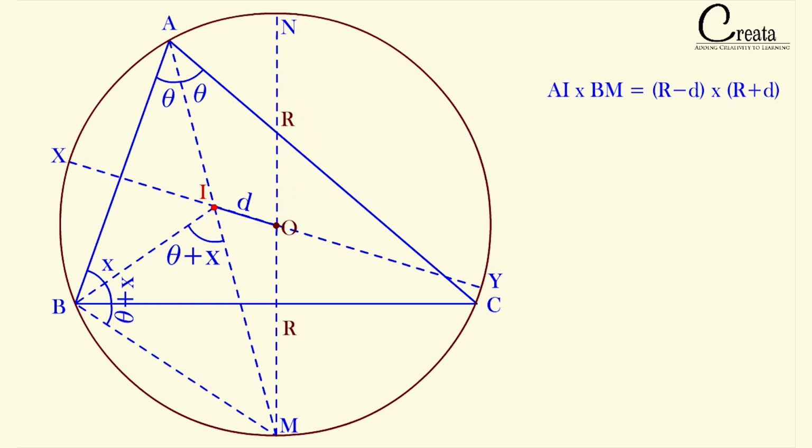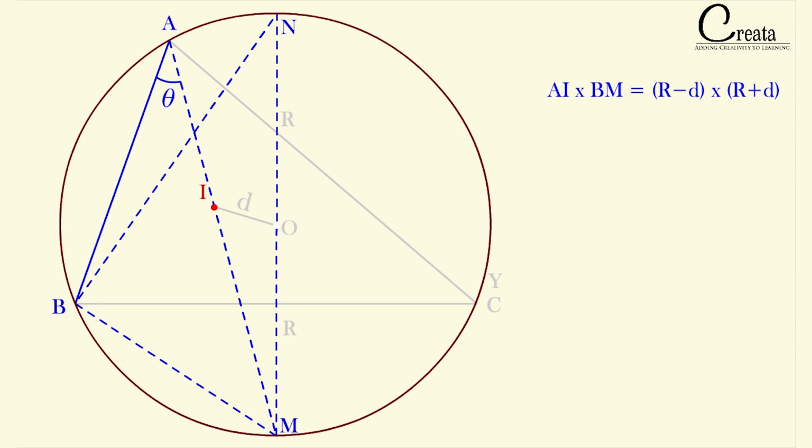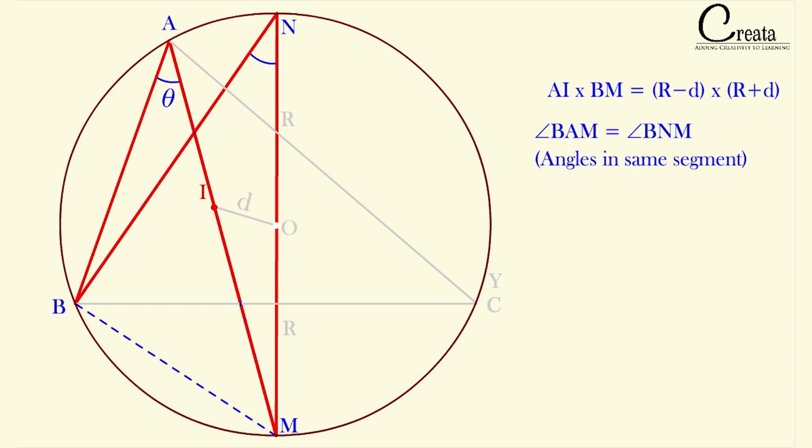Further, let's join the point B and N. For the time being, to avoid any clumsiness, let's hide the other lines. Here, are you able to observe the arc BM is subtending the angle at point A and point N? Both of these angles are coming in the same segment of the circle, so these angles will be equal to each other. Angle BAM is angle theta, so this angle, that is BNM, is also equal to angle theta.